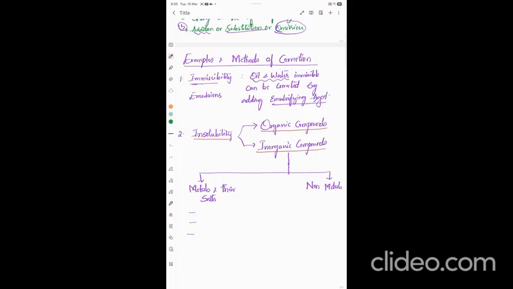So here, first let us see about the insolubility of the inorganic compounds. The inorganic compounds are further divided into metals and their salts, and the non-metals. In the metals and their salts, again we have three categories: the alkali metals, the alkaline earth metals, and then we also have heavy metals. So how are these metals affected by solubility?